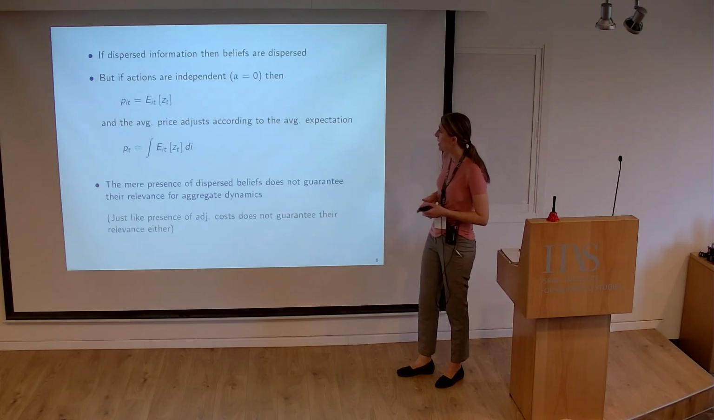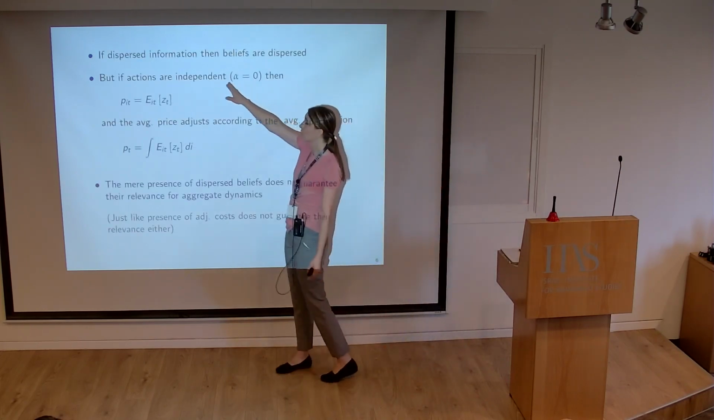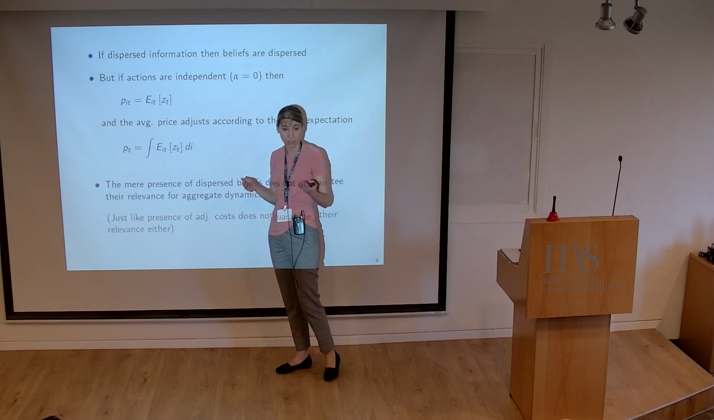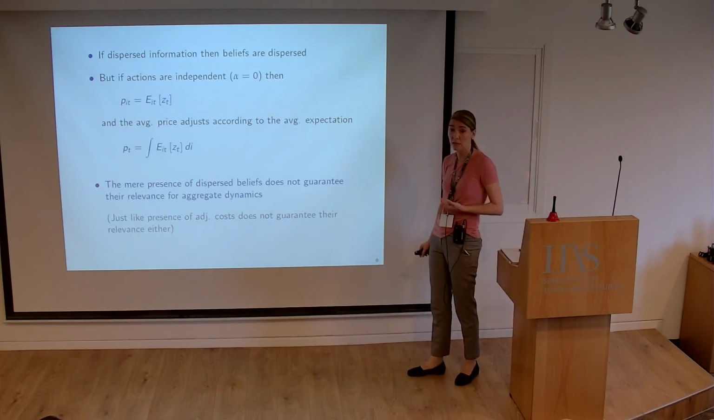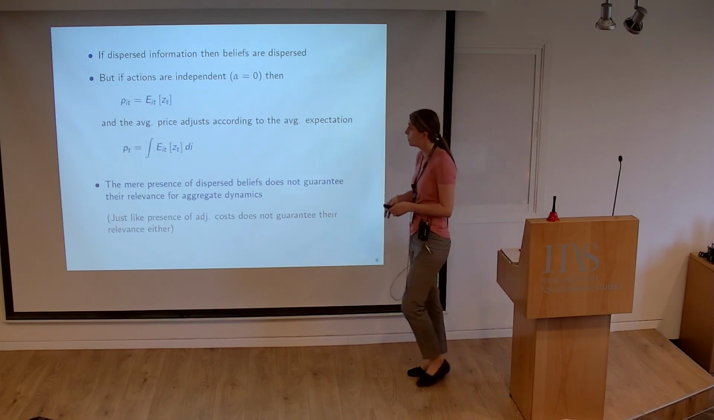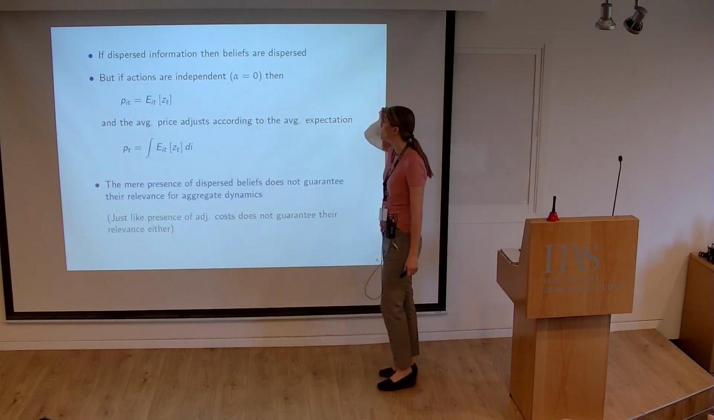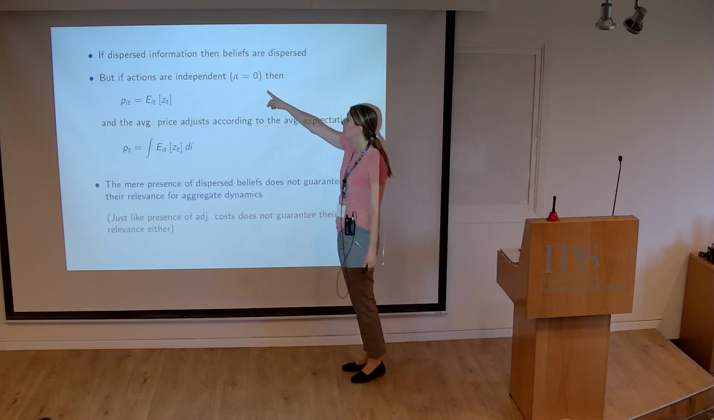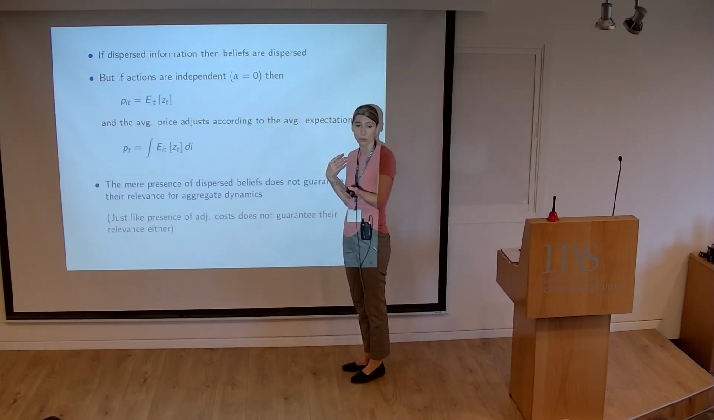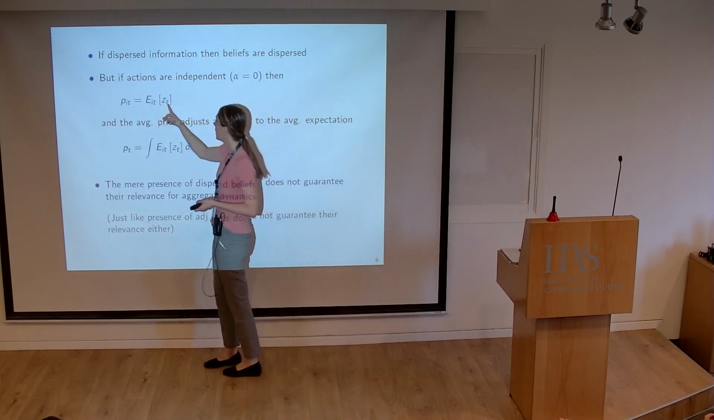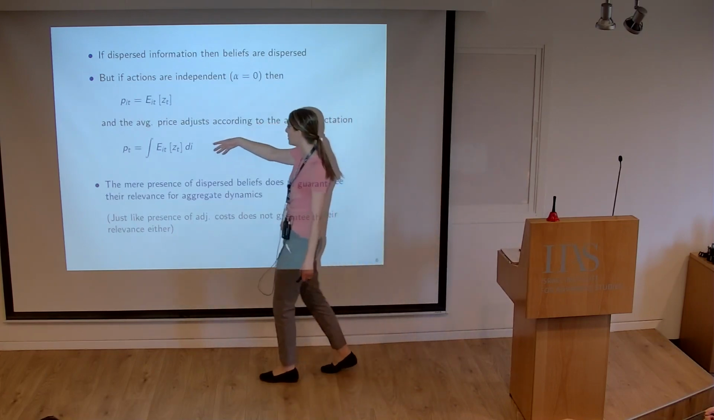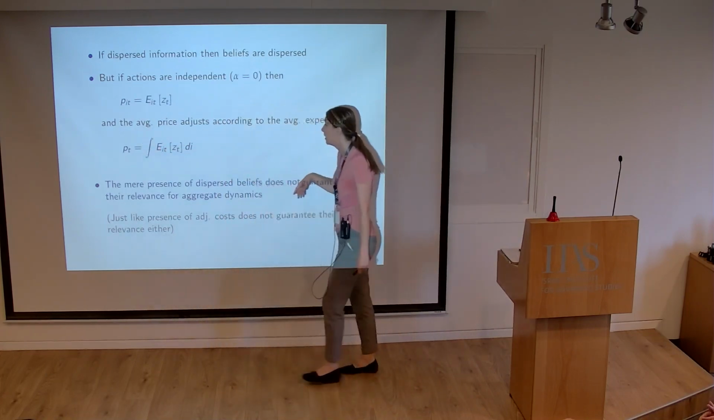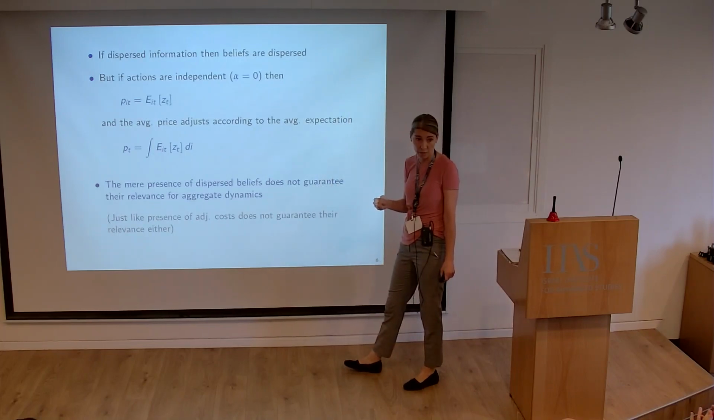There's another easy case. You might have a situation, more plausibly, where information sets are dispersed. I have some private information about my own market conditions, or I have a noisy signal about the aggregate state as well, right? So information is dispersed, but if actions are independent, if alpha is 0, then I don't really care about what you're doing, and so I'm just going to forecast the fundamental and set my price based on my own individual expectations, and then the average price is going to adjust according to the average expectation in the economy.